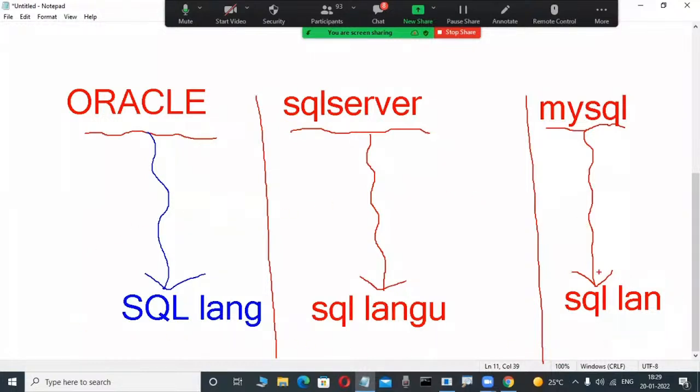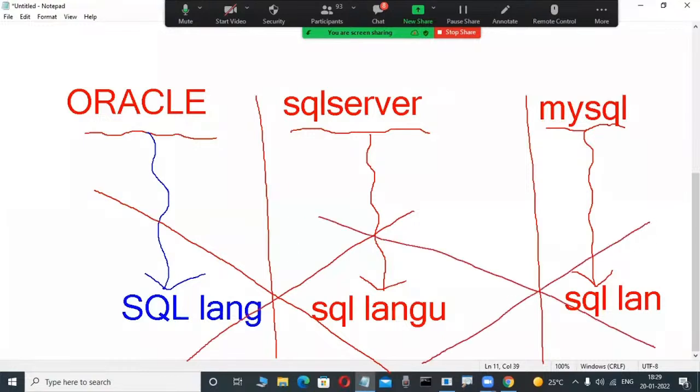A SQL language only, but are all these SQL languages the same or different? Only one answer is correct. Easy. Maybe some technical persons in our class are telling. Are these all SQL languages the same or different? Very good. In our class, so many fellows are telling you they are the same. That is 100% wrong. These SQL languages are all different, not the same.